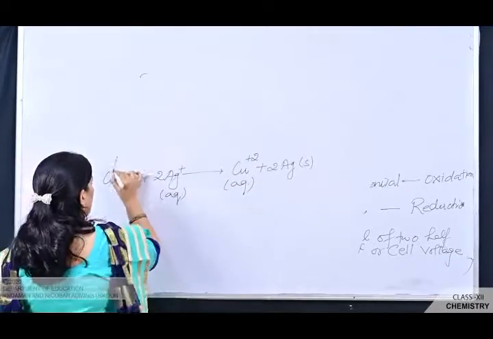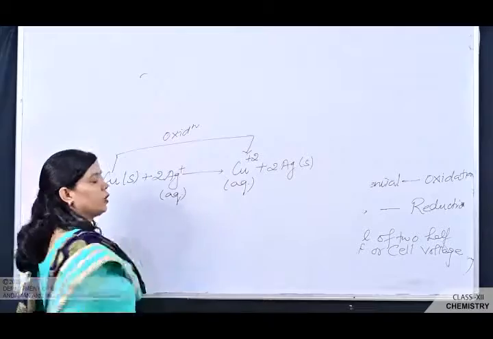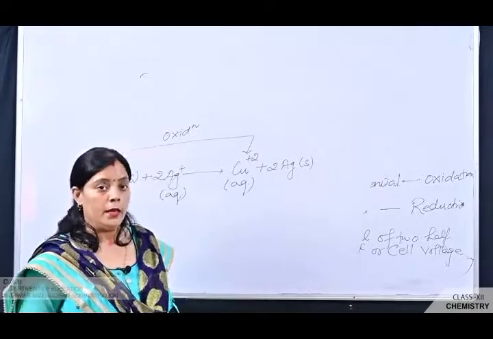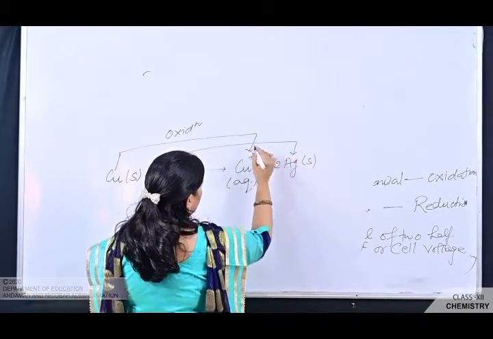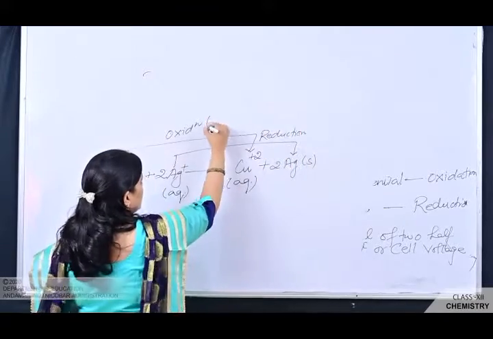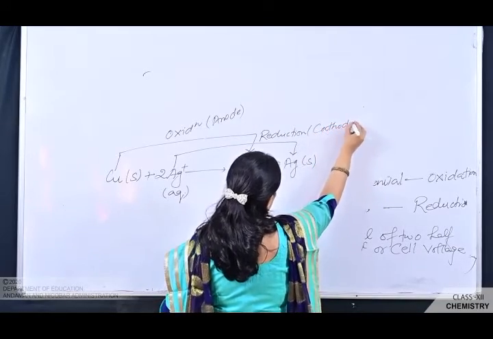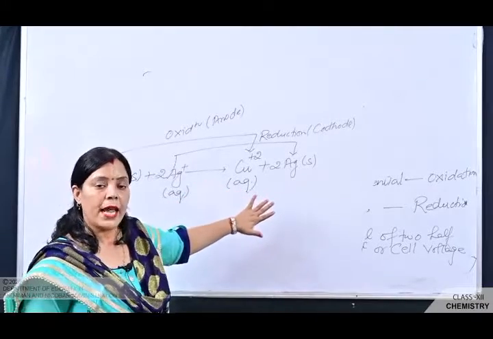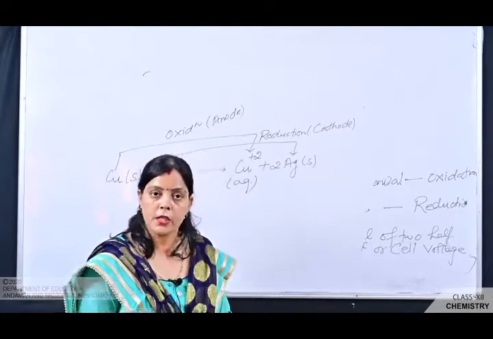It means the copper is converted into copper plus 2, that is oxidation. It undergoes the oxidation reaction, and the oxidation reaction takes place at the anode. Here the Ag plus is converted into Ag. It means it undergoes reduction, and the reduction takes place at the cathode. Now, after clearing up the reduction and oxidation, we can separate the anode oxidation half cell reaction and the cathode reduction half cell reaction.